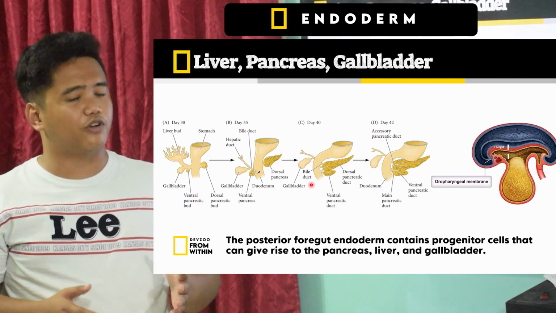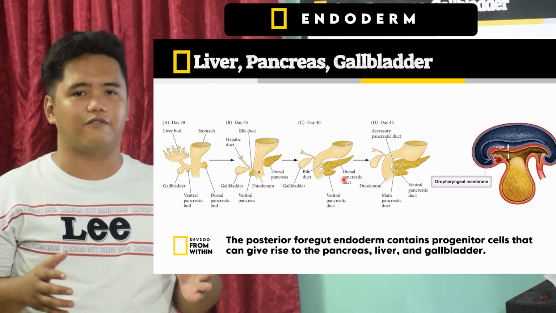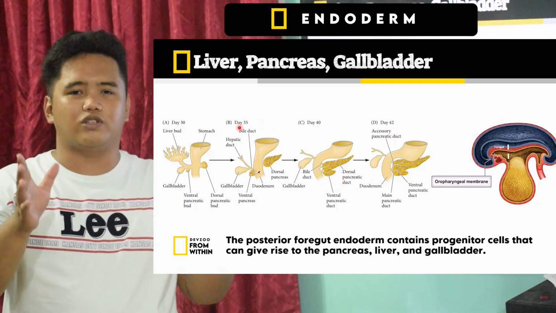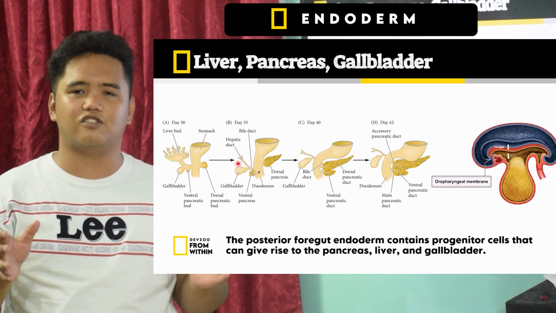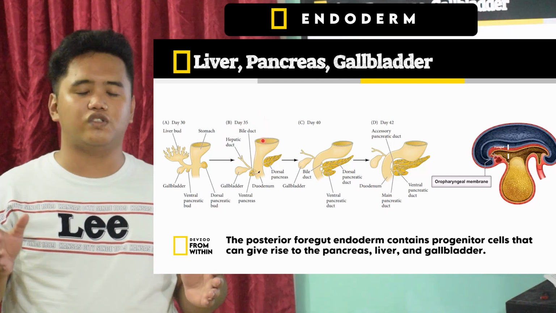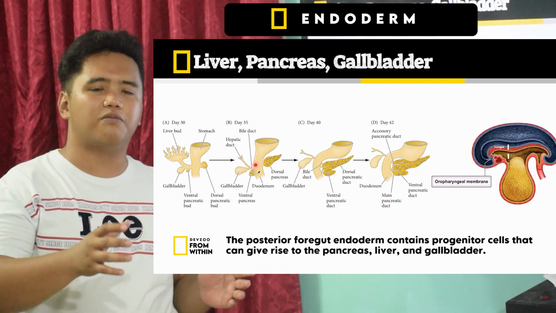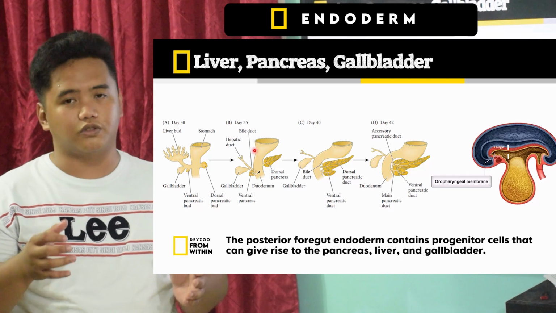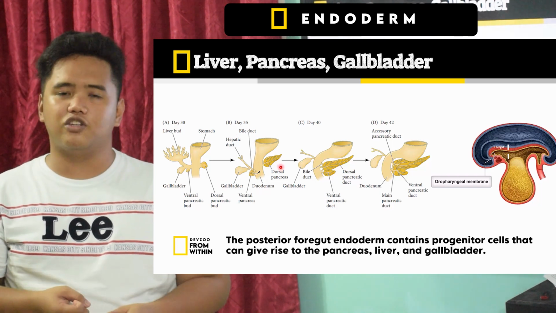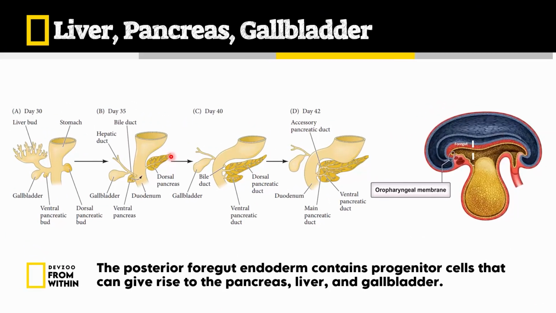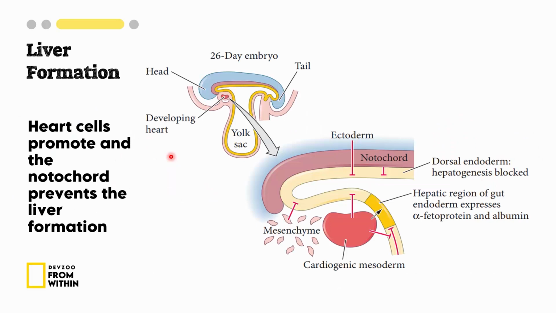The hepatic diverticulum has endoderm that will extend from the foregut out into the surrounding mesenchyme. And these surrounding mesenchyme cells will induce the endoderm of the hepatic bud to proliferate, to branch, and to develop the gallbladder and liver. Heart cells promote while notochord prevents the formation of liver cells. So this condition is very important in liver formation.